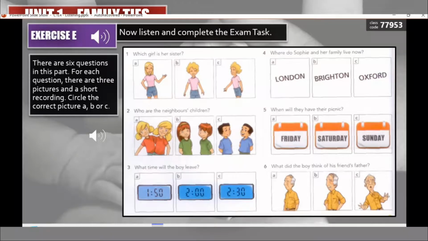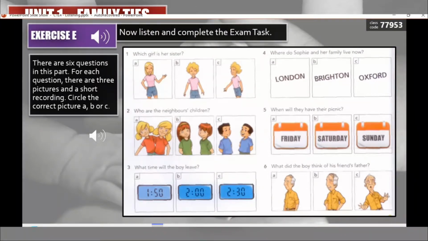5. When will they have their picnic? Do you want to come for a picnic in the park this Saturday? Oh, I'm sorry, but I'm going to see my grandparents. They live a long way away, and we're travelling up on Friday. We could go on Sunday, though. OK. I'll ask Mum to get some things at the market on Saturday morning. That's great. Thanks.